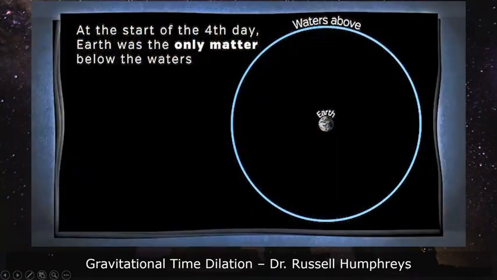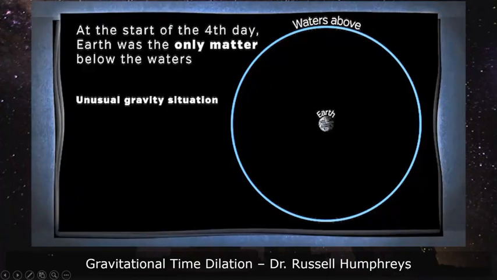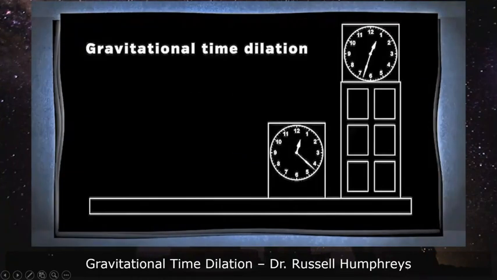At the start of the fourth day of creation, the earth was the only stuff, the only matter below the waters. So it was a pretty empty universe below the waters. And that makes for an unusual gravity situation. Now, why should gravity matter? Scientists agree that gravity affects time. There's an effect called gravitational time dilation.